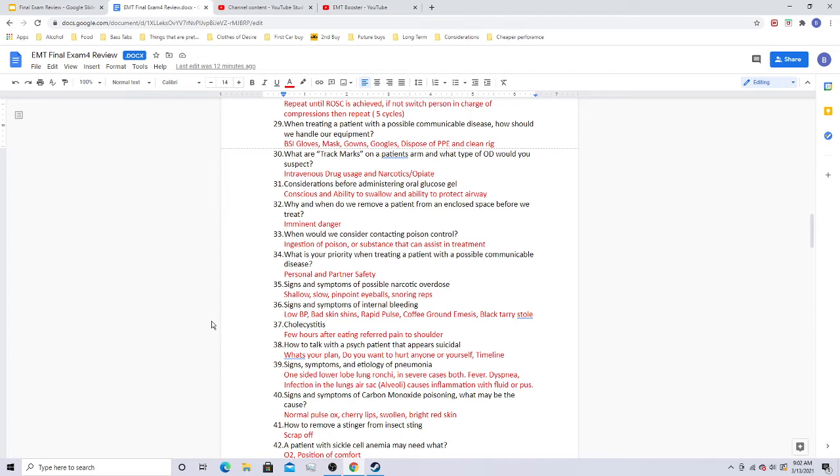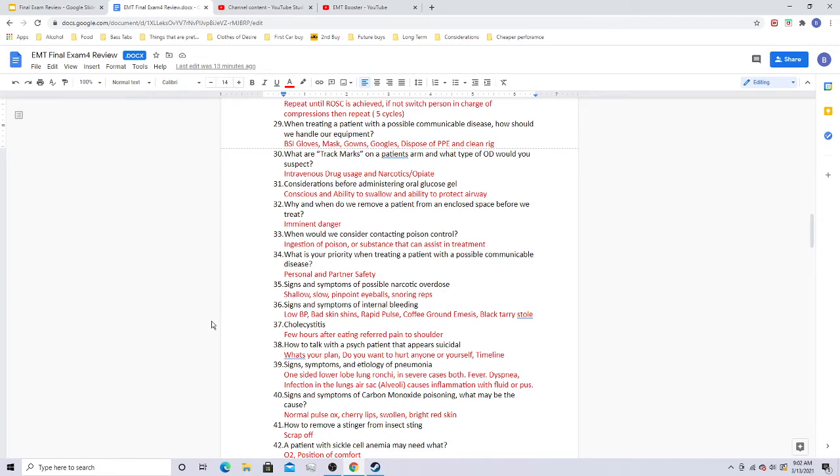Signs and symptoms: carbon monoxide poisoning. What may be the cause? Normal pulse ox, cherry lips, swollen, bright red skin. If you do get there too late, you might see livor mortis, and you'll see a very bright red victim. Towards the end of the video, I will do a couple Google searches on some of these things to show you what I'm talking about exactly.